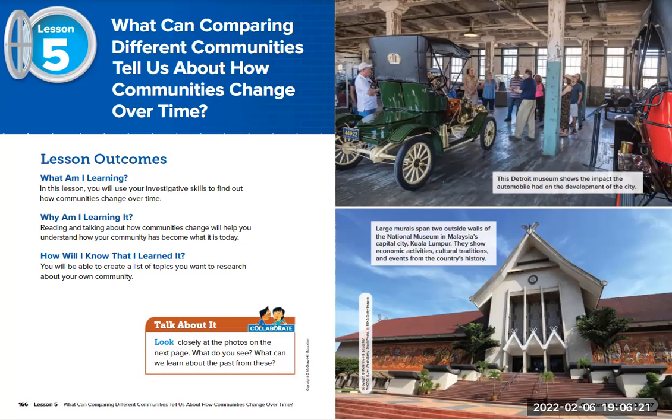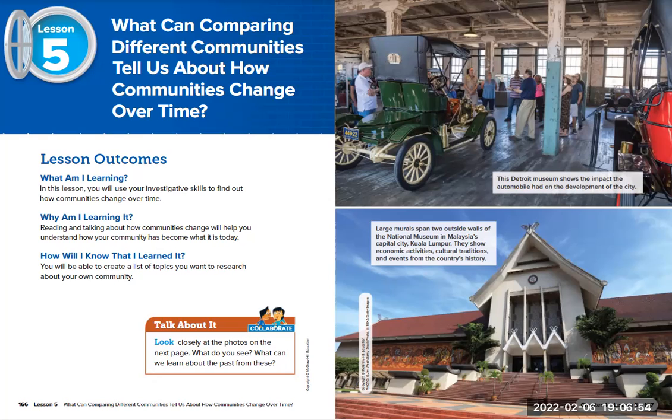And you gave me a few examples of some people and how they affected their communities. For this lesson, we're going to be using our investigative skills to figure out how communities have changed over time. So kind of similar to what we were talking about before with inventions and people, but we're going to be talking about the whole group. And we're also going to be talking about how they've changed and what the effect is to you today. And then at the end of it, you're going to be learning and creating a list of topics that you want to research about your own community.